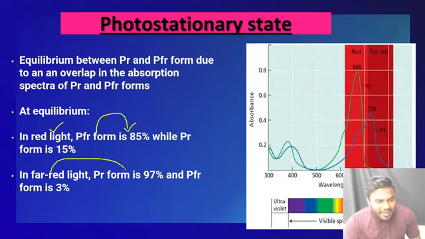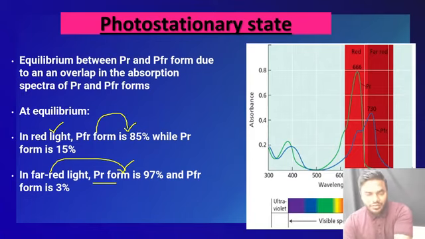In the far red light, the dominant form is the PR. How they are dominant, we will understand in the upcoming slide. Just listen to me carefully.